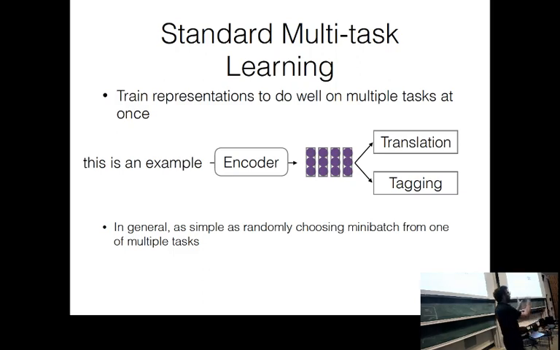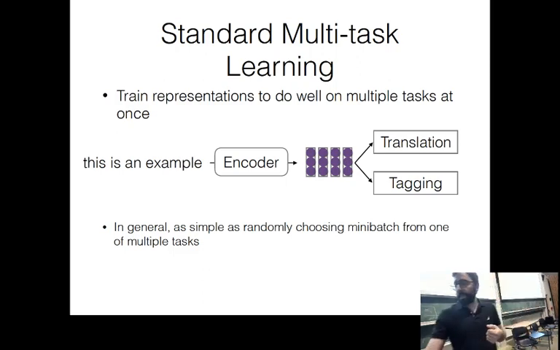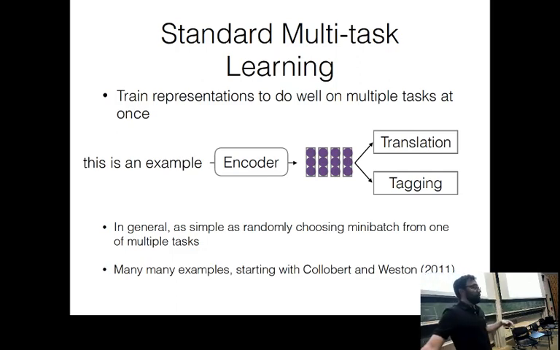So what you can do is alternate between the two tasks and pick mini batches, so that when you pick a translation mini batch, you do a forward pass through the encoder and the translation decoder and propagate back. Or when you have picked a tagging mini batch, you use the tagging decoder, but propagate through the same encoder, right? So the encoder learns representations that are useful for both of these tasks. And you can do that with as many tasks as you want. And of course, there are many examples that do this in the literature.